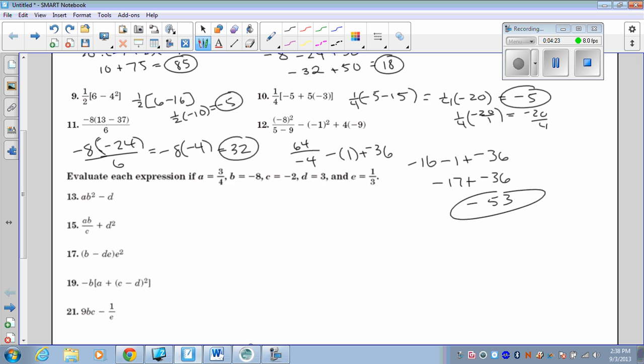Alright, down here are some of these fractions. A is 3/4. B is negative 8. We're squaring that, and we're subtracting D, which is 3. Okay, exponents first, that gives me 64.